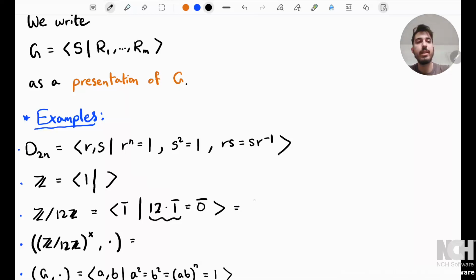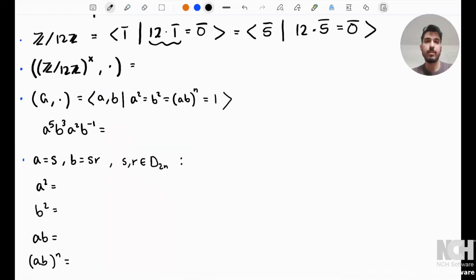We can also say it's generated by 5 bar, with 12 times 5 being equal to 0, and that describes the same exact group. Let us move on to the next example. We have (Z/12Z)* with multiplication, and here we can choose a generator of our set. Well, in fact, we need 2 generators. This example is a bit tricky, and I will not go deeply into it for now. I will just say that it is generated by 2 elements, 5 and 7.